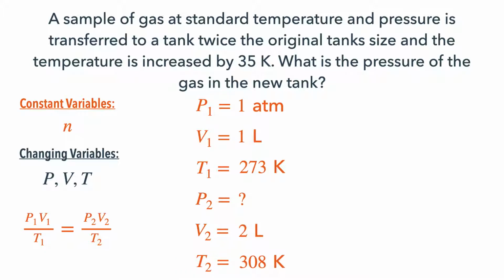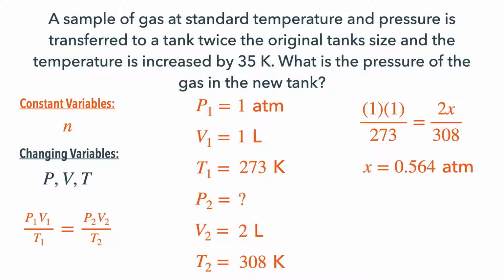Now we replace the variables in the equation, isolate x, and calculate the pressure to be 0.564 atmospheres. Since the only provided value was 35 Kelvin, and this was only including division and multiplication, the answer would be recorded to 2 significant figures or 0.56 atmospheres.